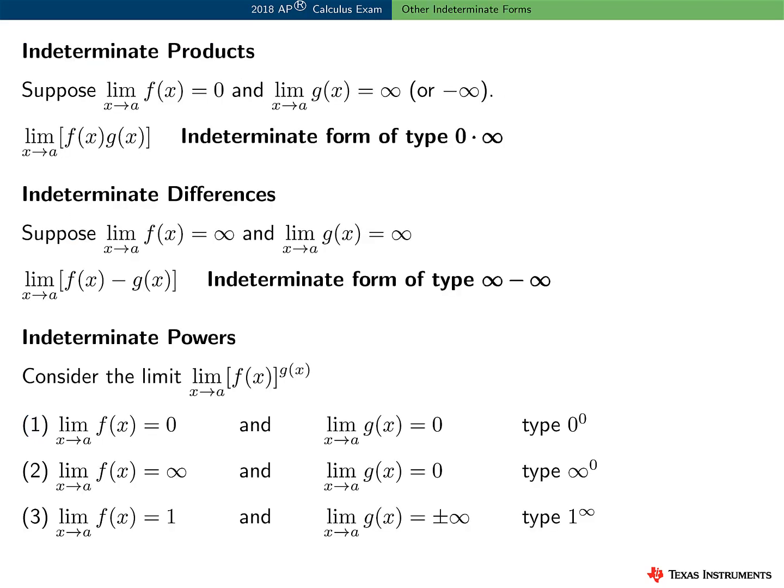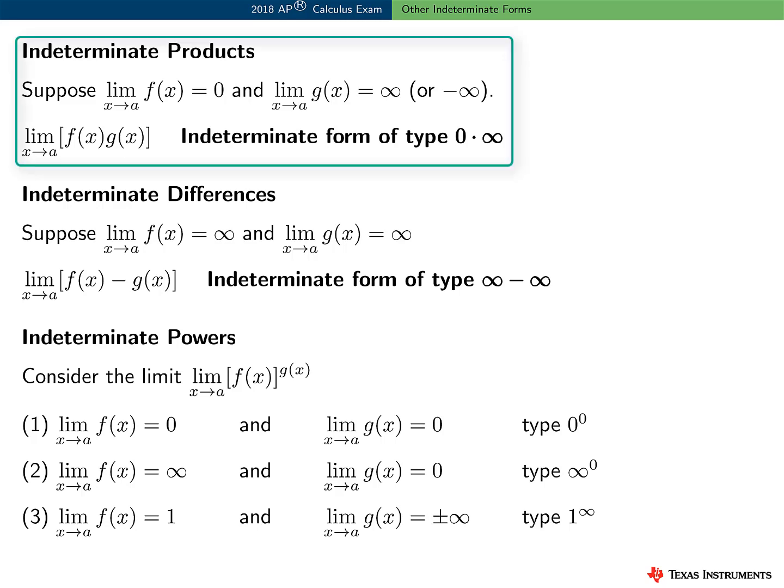I just want to mention some other indeterminate forms and methods for evaluating these limits using L'Hopital's rule. These indeterminate forms are not tested on the AP Calculus exam. Suppose the limit as x goes to a of f of x is equal to 0, and the limit as x goes to a of g of x is equal to infinity, or minus infinity. Then this limit is an indeterminate form of type 0 times infinity.